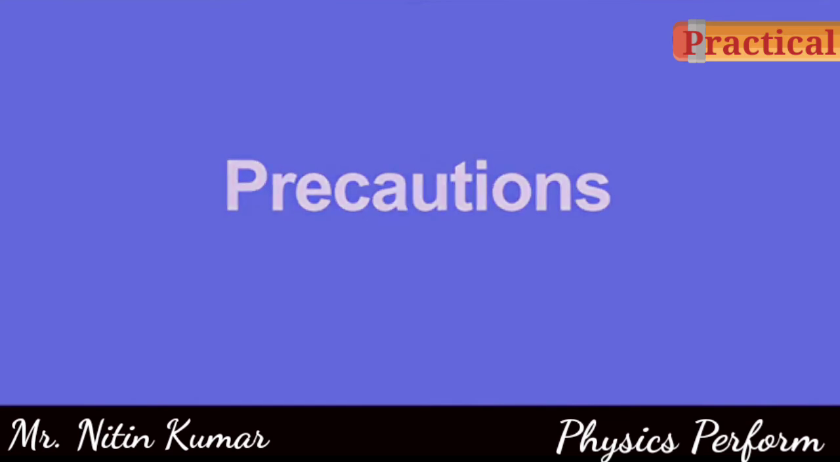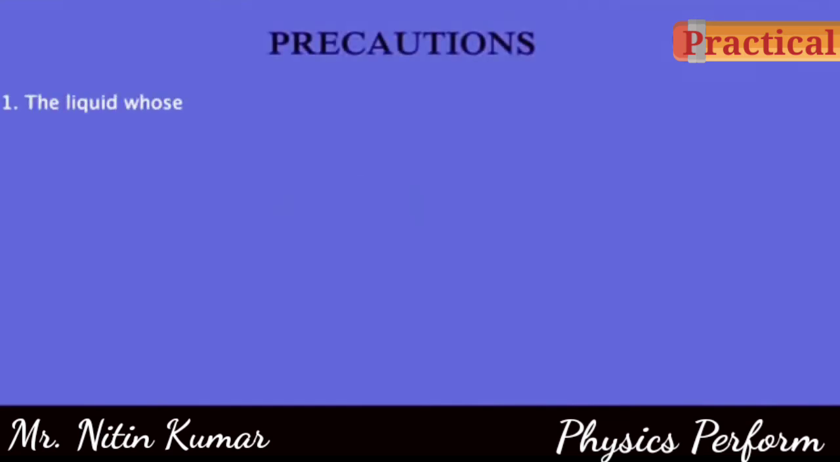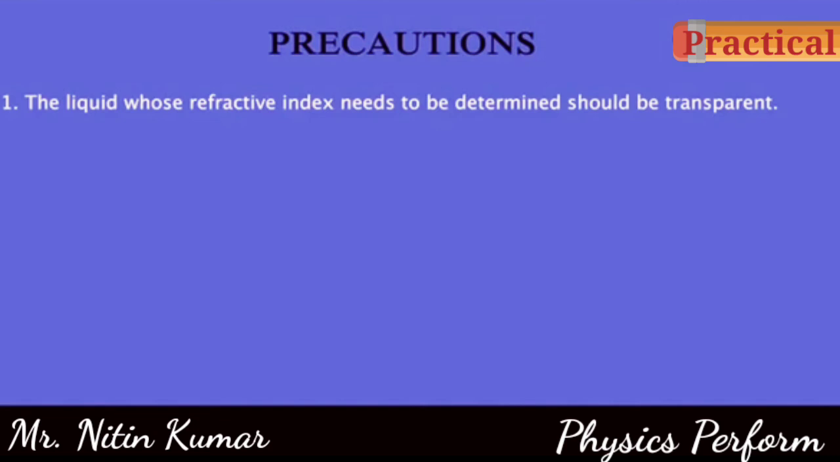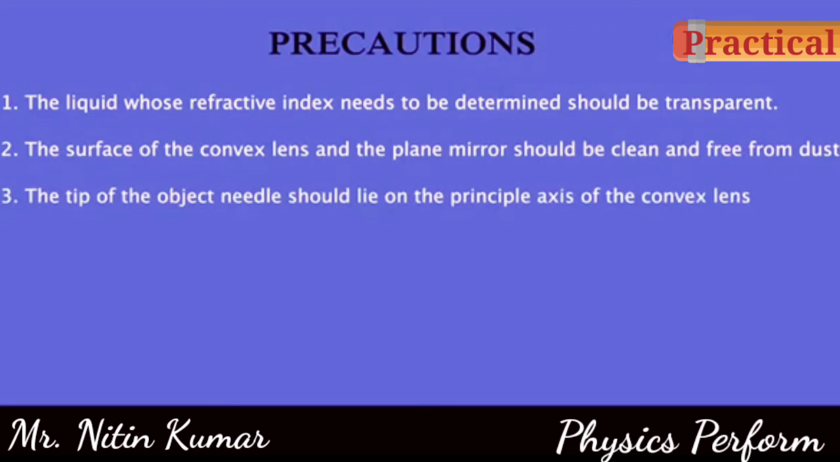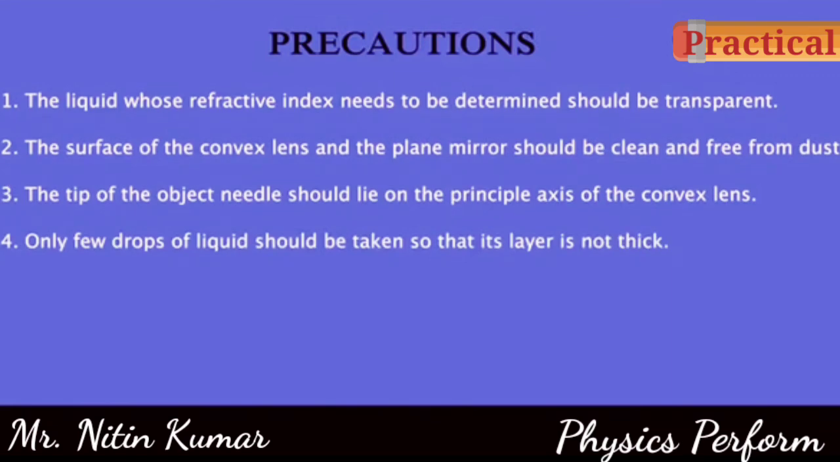Precautions. The liquid whose refractive index needs to be determined should be transparent. The surface of the convex lens and the plane mirror should be clean and free from dust. The tip of the object needle should lie on the principal axis of the convex lens. Only a few drops of liquid should be taken so that its layer is not thick.